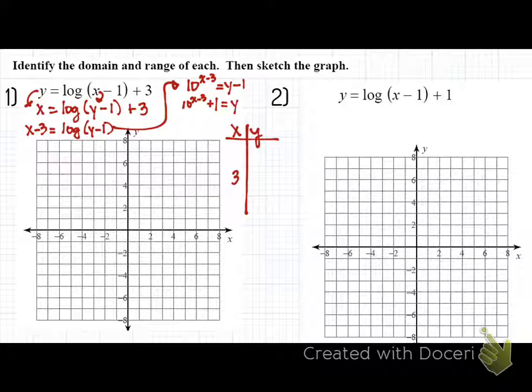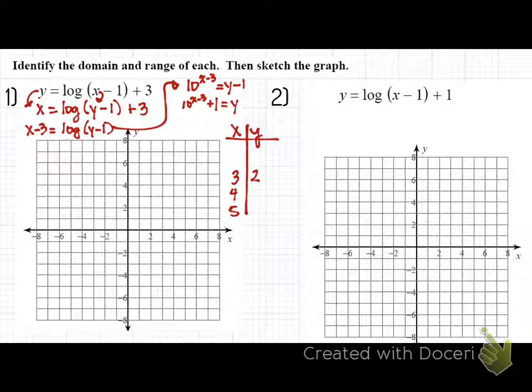Because watch what happens. What's 3 minus 3? 0. What's 10 to the 0? 1. 1 plus 1 is 2. So our output when we have 3 should be 2, okay? Good job. Then we're going to pick 2 x's that are bigger than 3. What are 2 numbers that are bigger than 3? 4 and 5. And we're going to put those in also.